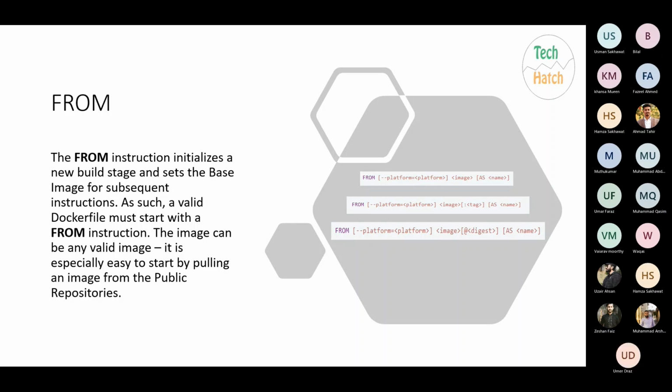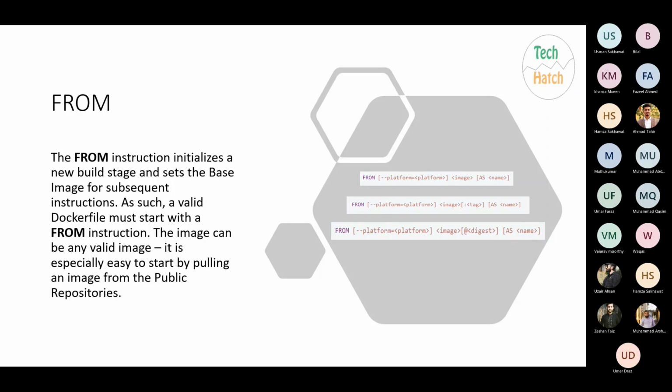By using the FROM instruction, you can easily set your base image, and basically a FROM instruction starts a new build stage for you. The Dockerfile is valid once you use the FROM instruction. I mentioned this earlier: a valid Dockerfile will start with a FROM instruction. Okay, so it's especially easy to start by pulling an image from the public repository.